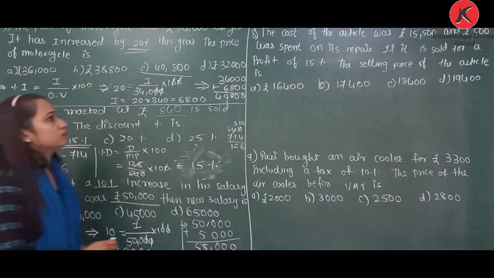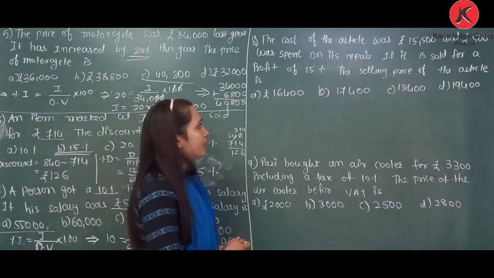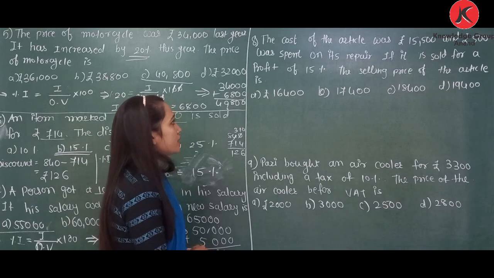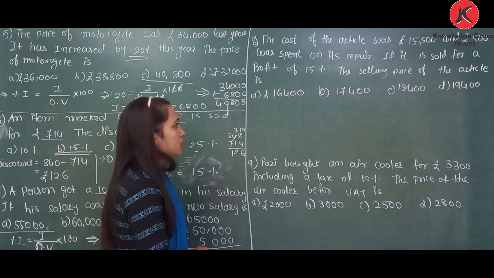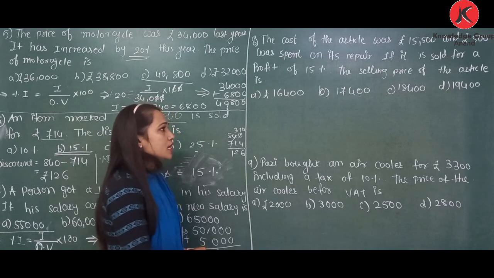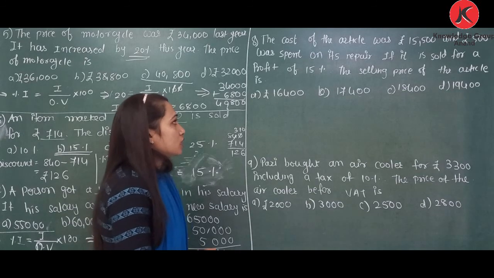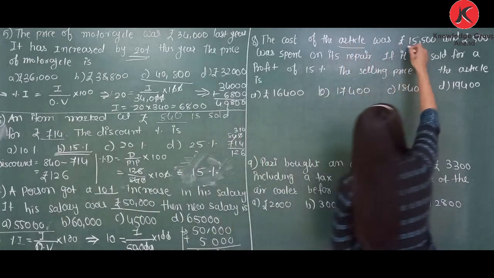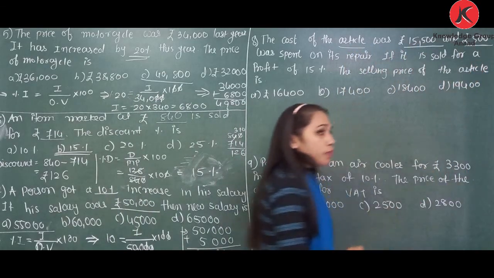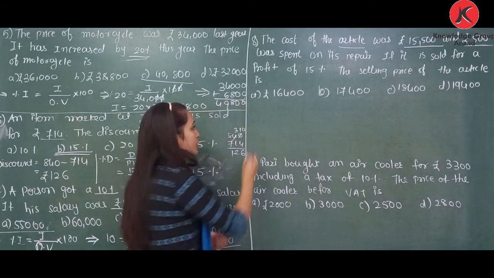Now next one. The cost of an article was rupees 15,500 and 500 was spent on its repair. If it is sold for a profit of 15%, what is the selling price of the article? The article cost 15,500. On that, 500 rupees were spent for repair. So what will be the cost price?